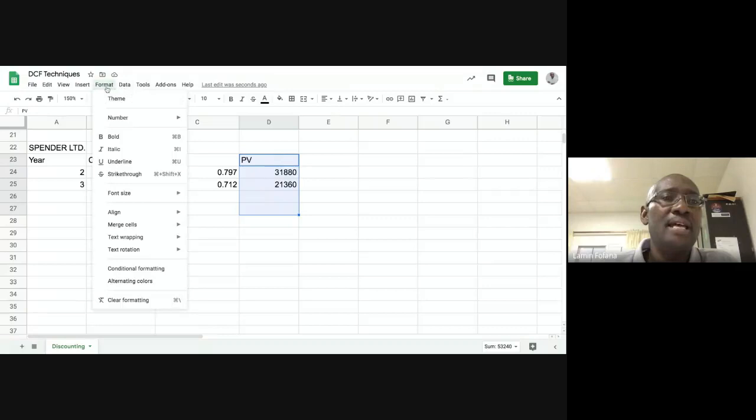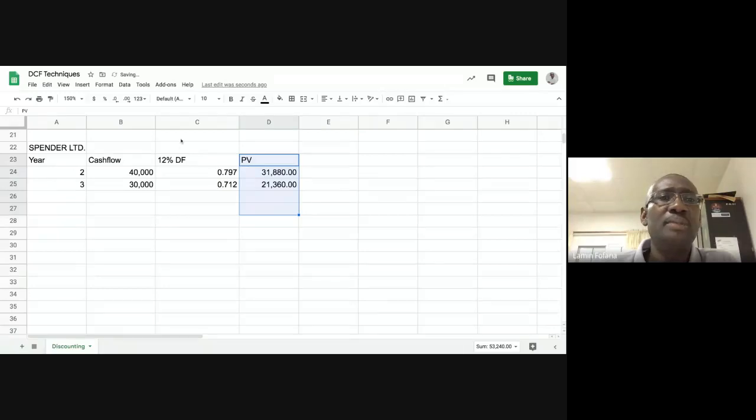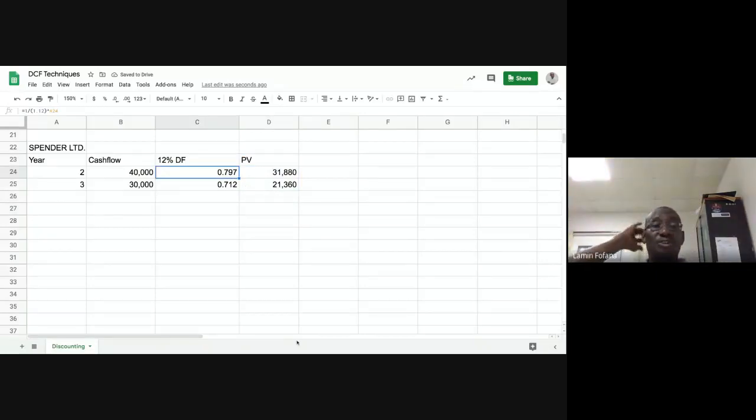So these are the answers if you round it up. But it doesn't mean if you don't round it up, you're not correct. It's correct, but it's better to do it this way. After getting your discount factor, use the discount factor in your calculator as rounded to 3 decimal places, and you multiply it by the cash flow. Is that clear, everyone?